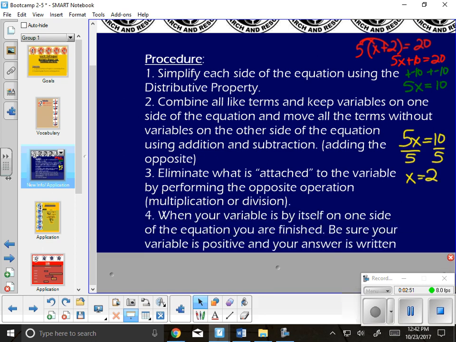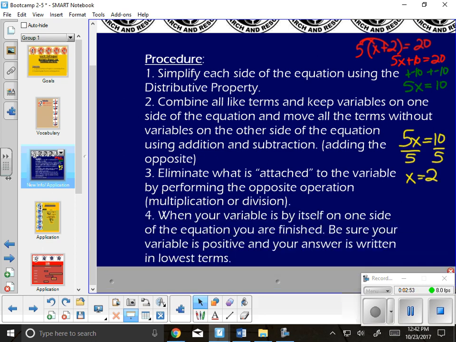And if we go down to step 4, it says that when your variable is by itself on one side of the equation, you are finished. You need to make sure, again, that your variable is positive and your answer is written in the lowest terms. And as we can see, x equals 2 is as simple and positive as we're going to get it.